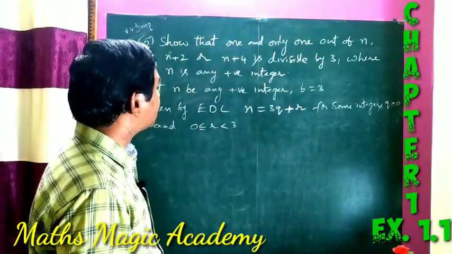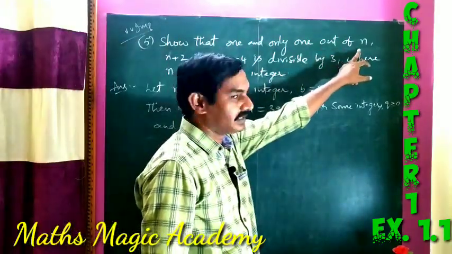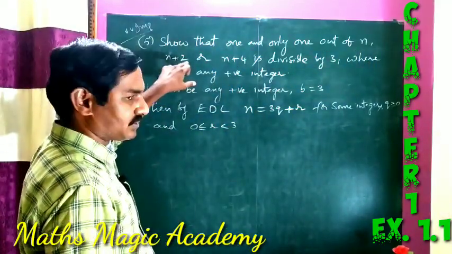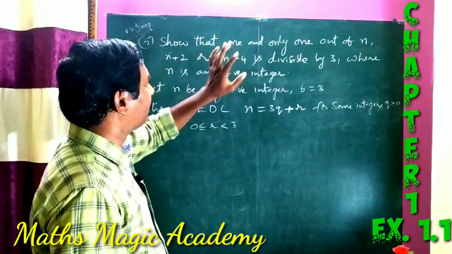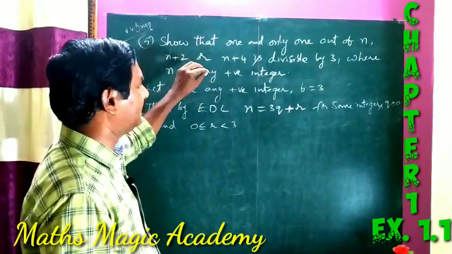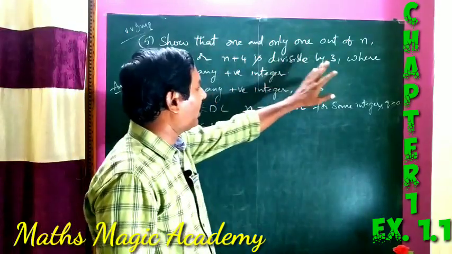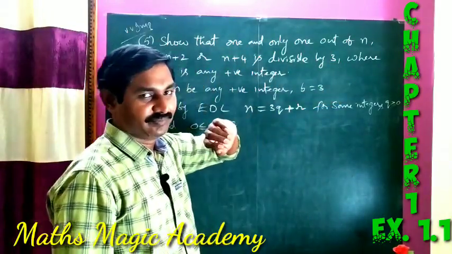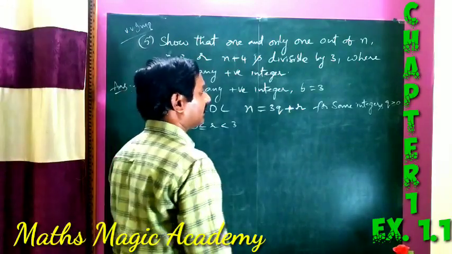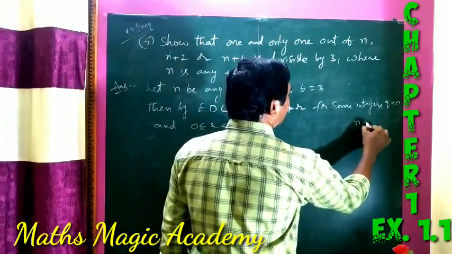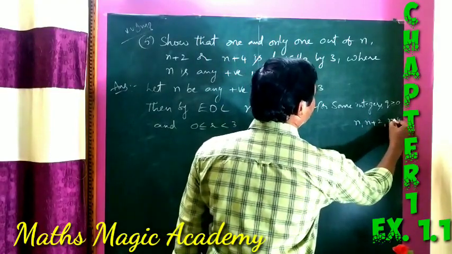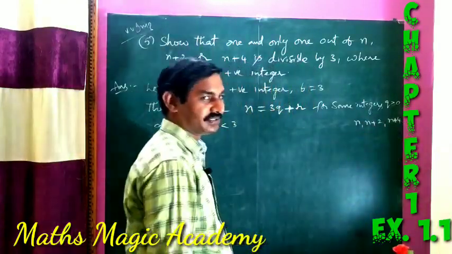So clearly they mention here, n is a number, and for that if you add 2, that is n plus 2, it is one more number, and n plus 4 is one more number. If you take these 3 numbers, out of these 3 only one is divisible by 3. Only one is divisible by 3. Let us illustrate that. Here n, n plus 2, n plus 4. It is just an illustration only.